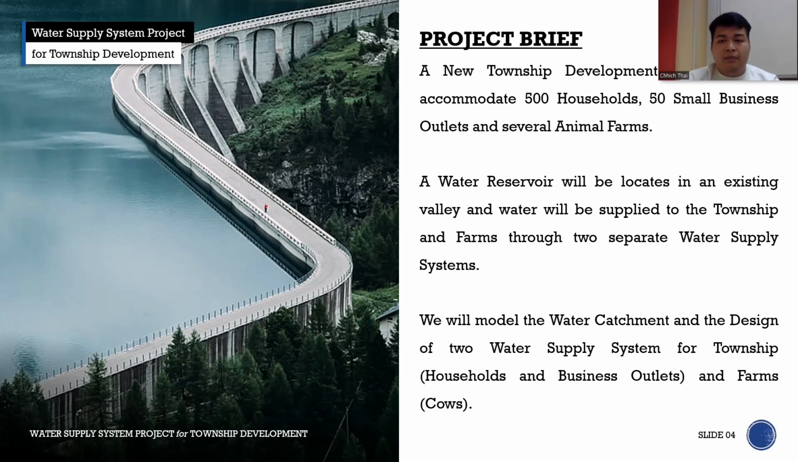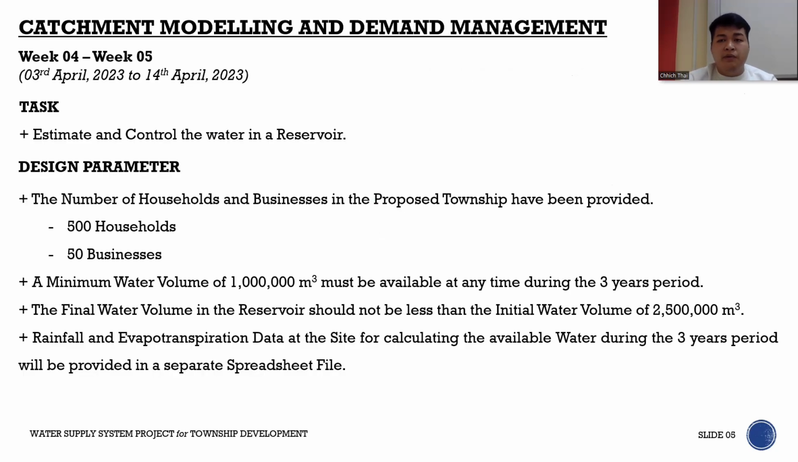So I'm going to briefly talk about the project brief. There is a new township development that is estimated to accommodate 500 households, 50 small business outlets, and several animal farms. There will be a water reservoir located in existing valleys, and the water will be supplied to the township and farm through two separate water systems. And we will model the water catchment and design the two water supply systems for the township and farm. So move on to the first part, which is the catchment modeling and demand management.